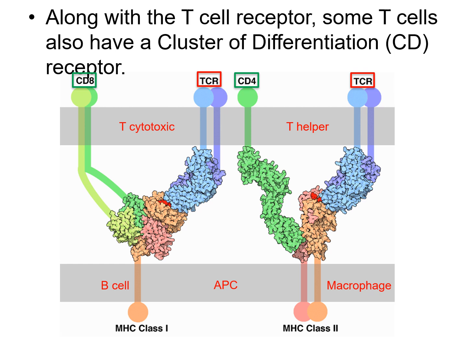Along with the T cell receptor, some T cells also have another receptor called the cluster of differentiation, or CD. So in the picture along the top, I've highlighted the T cell receptor that is on the T cytotoxic cell, and it also has a receptor right beside it called CD8. If you look to the picture to the right, the T helper cell also has a T cell receptor, but it has a different CD receptor. It's CD4.